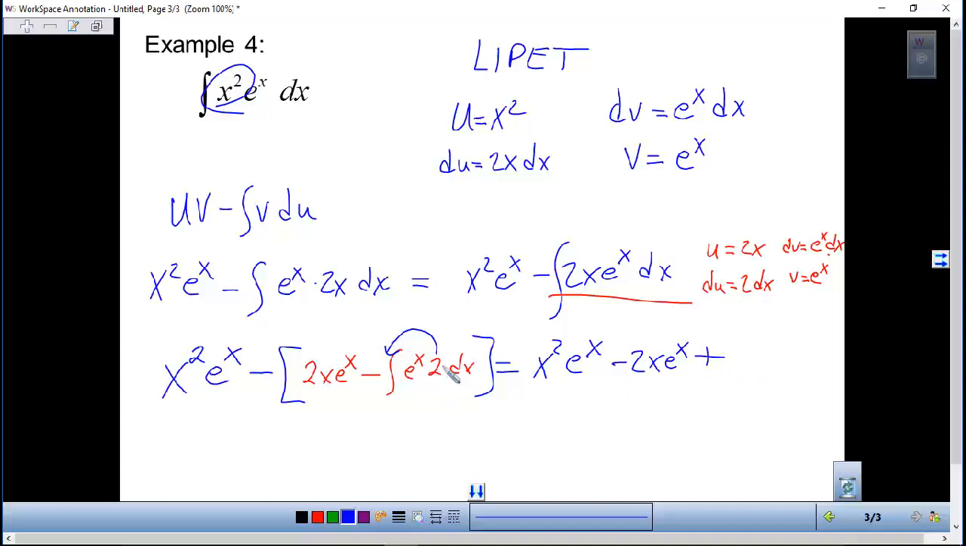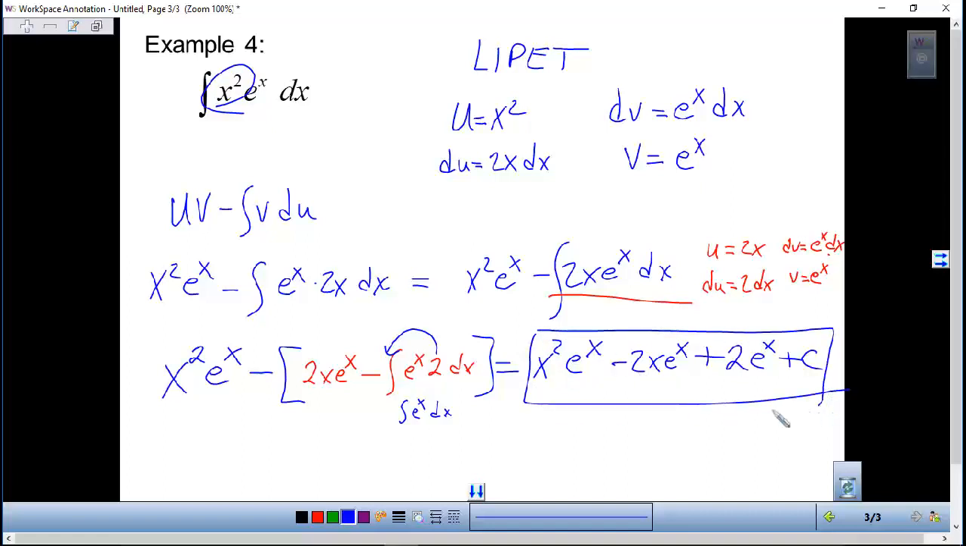Now, what do we know about this? Well, we brought the 2 all the way out front. And what's the antiderivative of e to the x dx? Well, we've done that a couple of times already. It's just going to be e to the x. And then, of course, we have to include our plus c. So there's our solution.